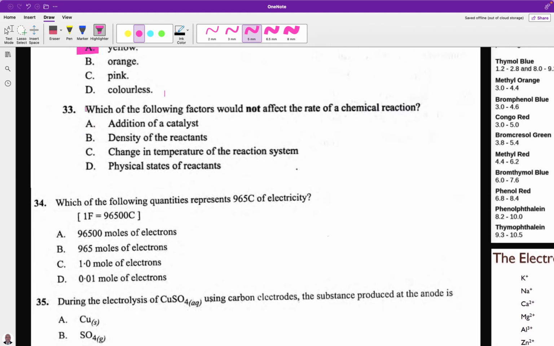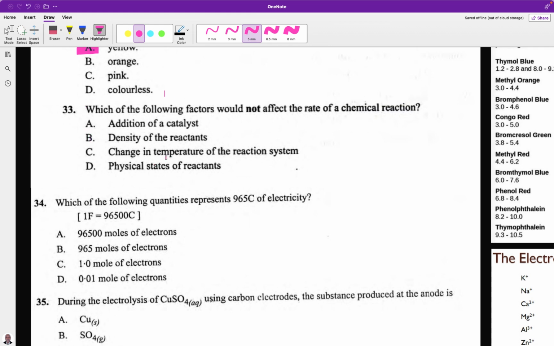Question 33. Which of the following factors would not affect the rate of a chemical reaction? Would not affect. Addition of a catalyst. Are you sure? Addition of a catalyst is going to speed up the rate of a chemical reaction, but we are told would not affect. So catalyst is going to affect. Density of the reactants. What has density of the reactant got to do with the rate of a chemical reaction? That one, B, is questionable.